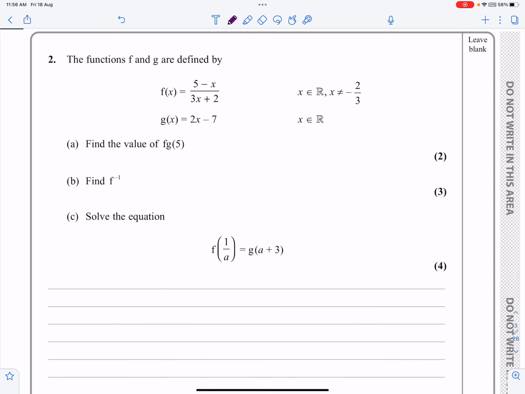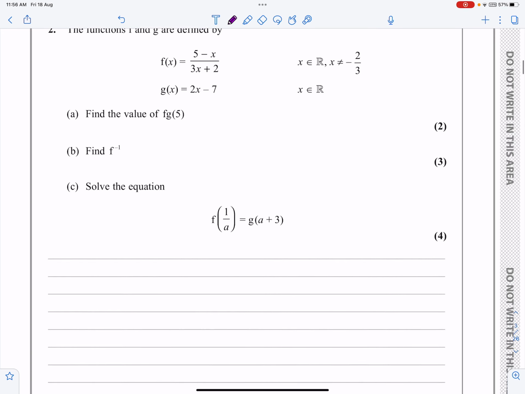Okay, this is the P3 paper from June 2022. If we have a look at it, we can see that it's a functions question. We're going to be doing some work on composite functions, doing some work on inverse functions, and then we're going to need to solve that equation. We'll have to wait and see what that looks like, but certainly the first two bits are relatively straightforward.